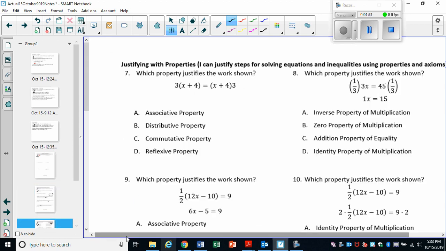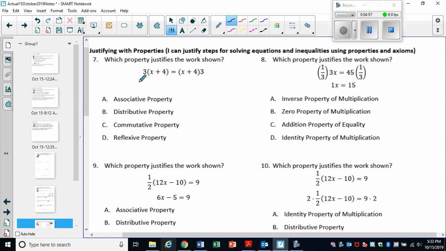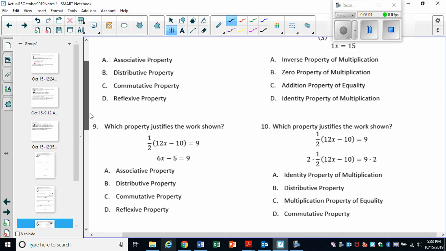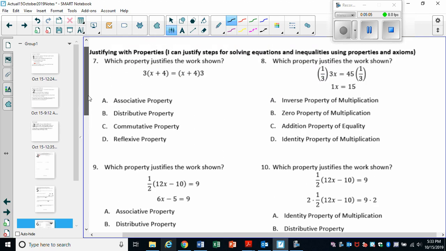Page 3. This was from the very beginning. These are your properties. So number 7, number 8, 9, 10. Those are your properties. Look at each step. Look at what's taking place. Our property foldable was at the beginning of the quarter. The beginning of unit 2.